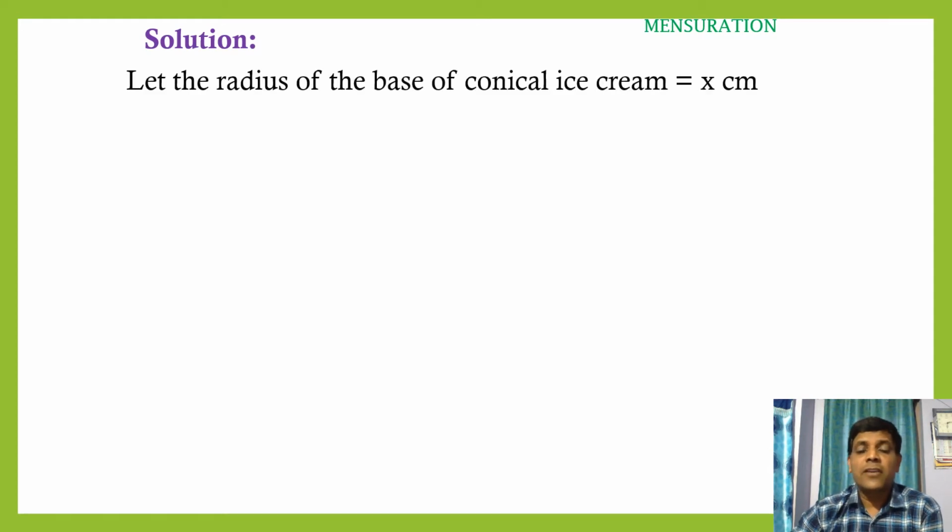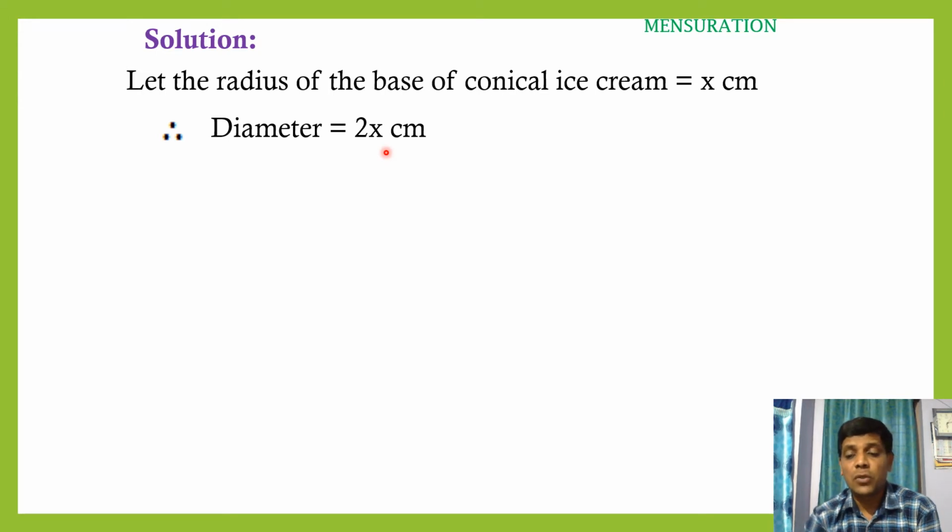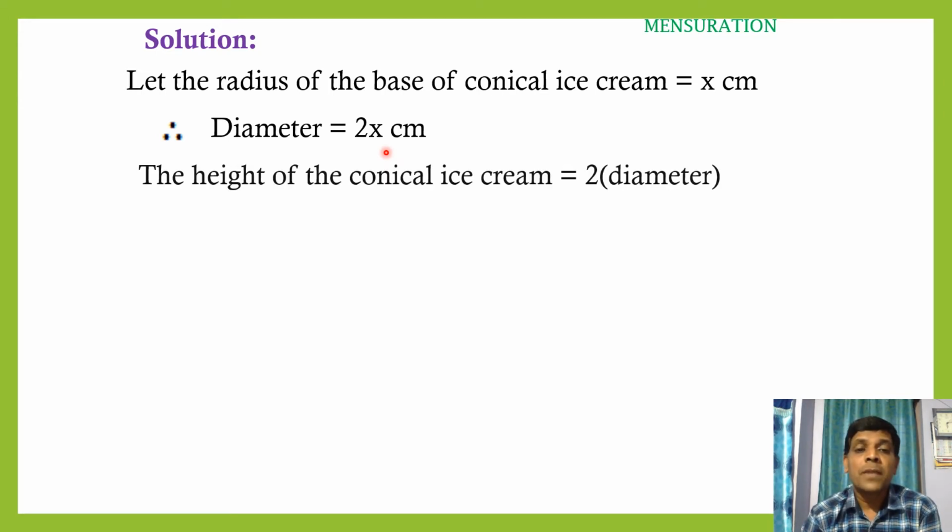Coming to the solution part. So write down the data. Let the radius of the base of the conical ice cream be x centimeters. Based on the condition, the diameter equals 2x centimeters.